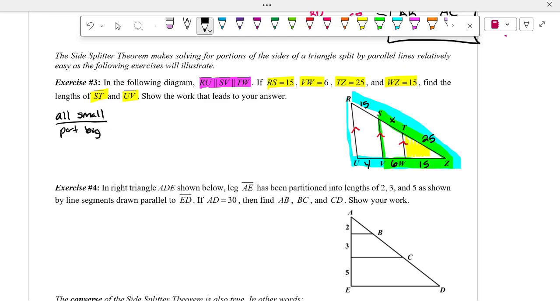So we need all the small. Which one's smaller, green or yellow? Yellow. So I need all of the small, so I'm going to use the side that I already know, which is 15. I'm going to put it over the other part of the green. On that same side, what's the other part of the green? That's 6. You're looking off one side.